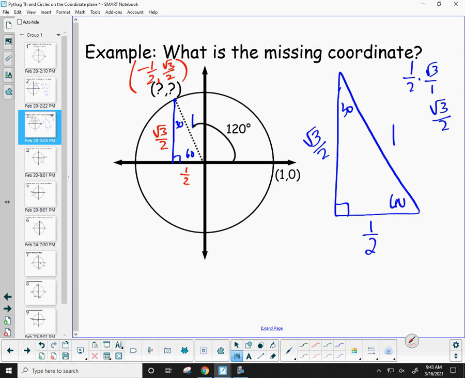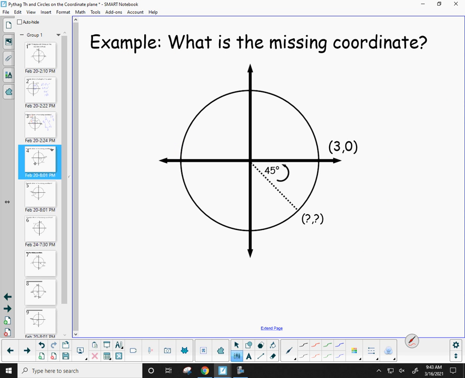Okay, so because it's a coordinate, I do have to think about positive and negative. Right, because of the quadrant I'm in, that's going to be a negative x and a positive y. The side length is still a positive 1 half because it is a measurement. But because of the location of that coordinate, we know the x coordinate had to be negative. Is that okay? Yeah. All right. Can I switch it?